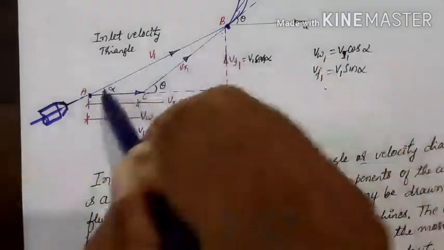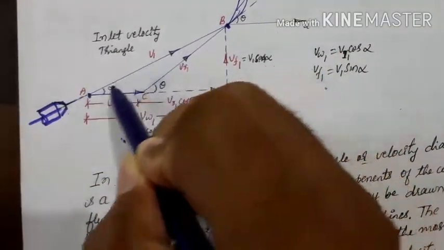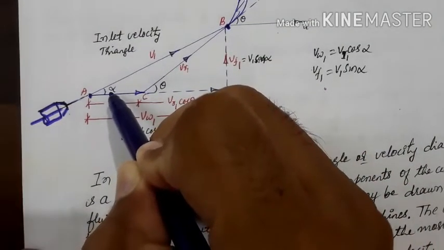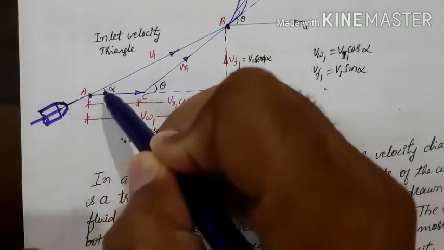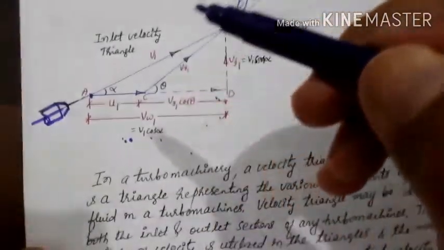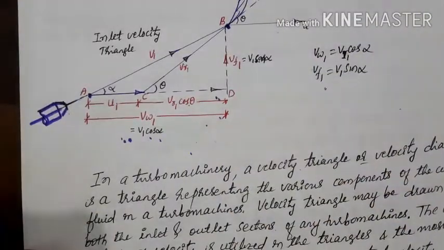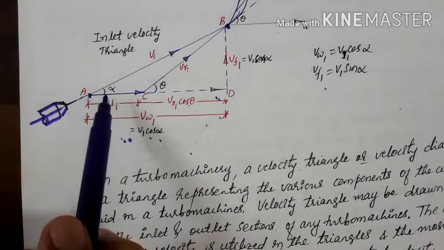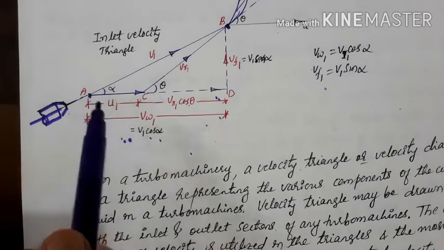AB is equal to V1, and V1 makes an angle of alpha, and this alpha is called the nozzle angle, or the angle between the direction of the jet and the direction of motion of the plate. This is also called the guide blade angle or nozzle angle, this alpha.